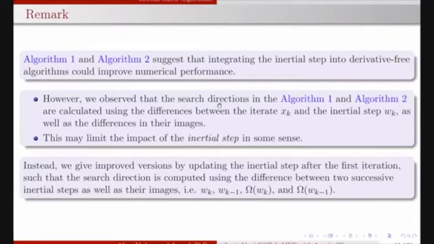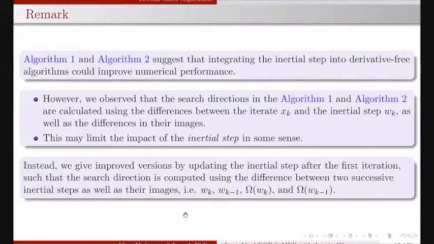So instead of doing that, we give an improved version of algorithm 1 and algorithm 2 by updating the inertial step after the first iteration, such that the search direction is computed using the difference between two successive inertial steps as well as their images. So instead of using xk and wk, we are going to use wk and wk minus 1 and their images. This is the improvement we have in this work.